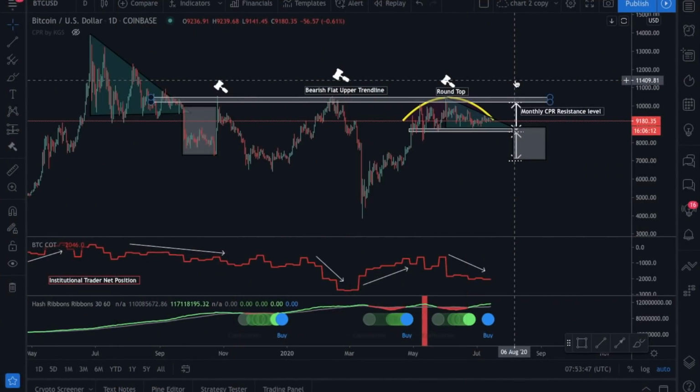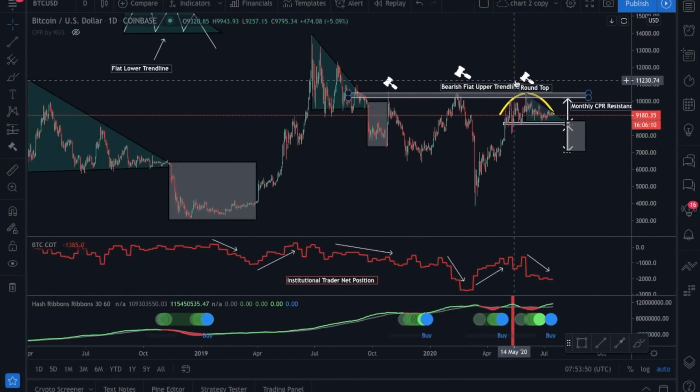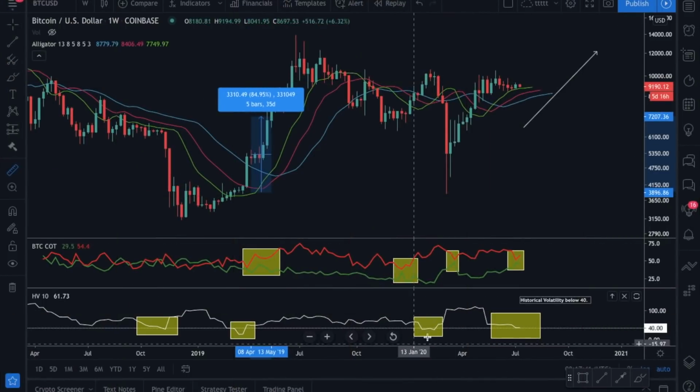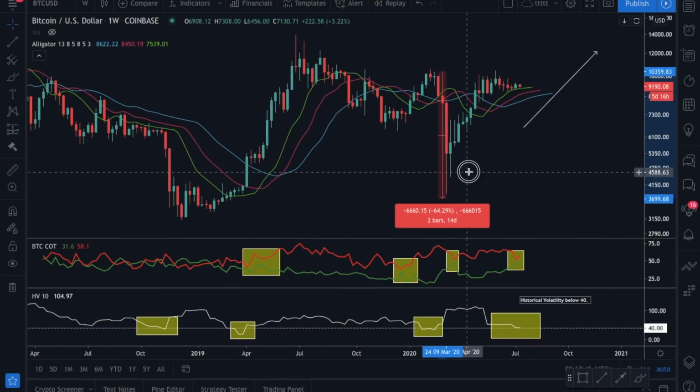After this descending triangle, what we can also expect is a price correction. Price, after reaching the lower line of this area, is also finding it very difficult to break above it. After the historical volatility went below the 40 level, we had this big price correction.